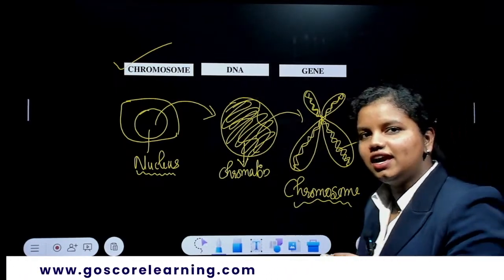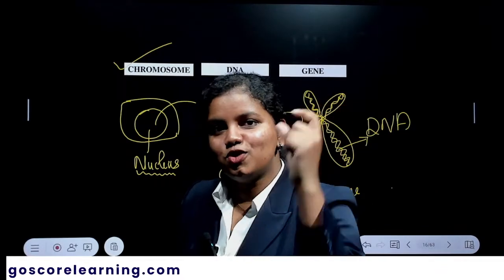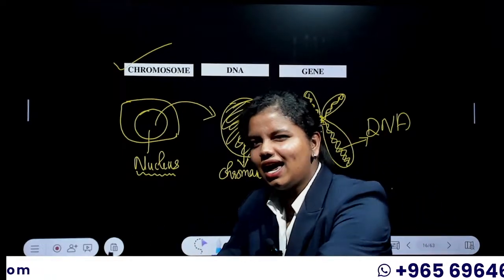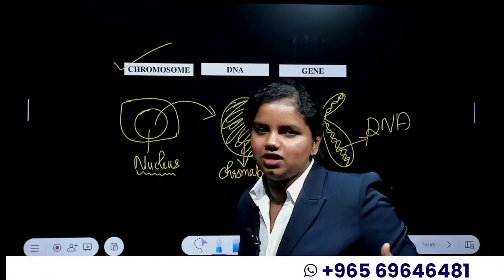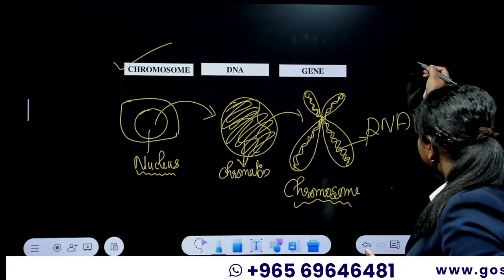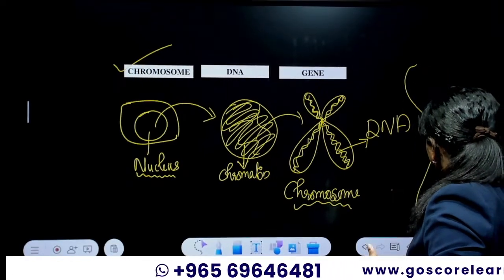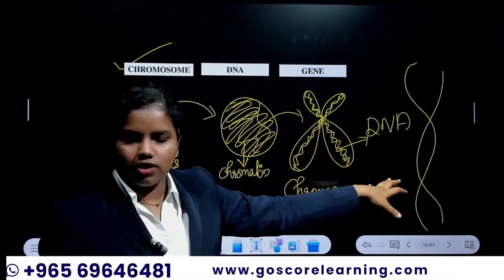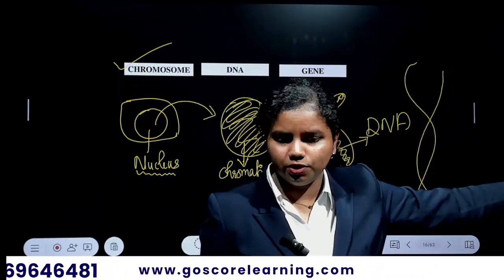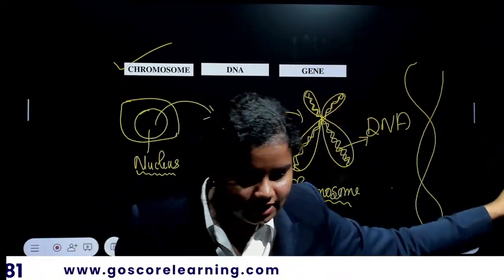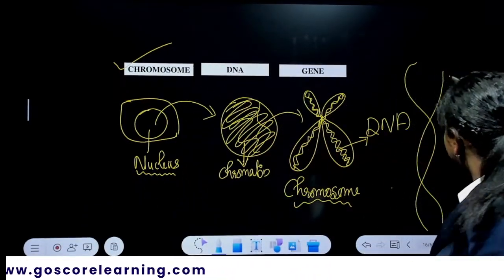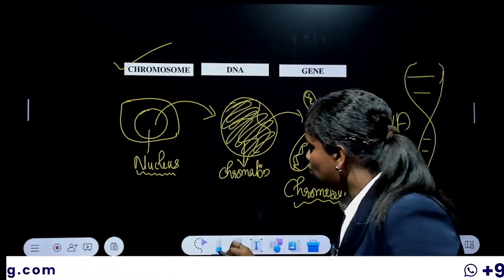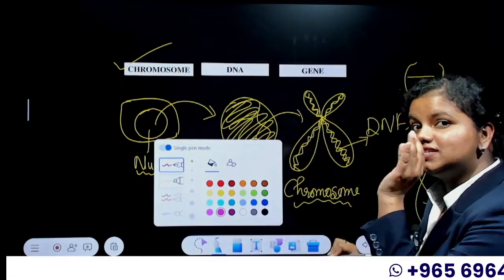What is DNA? Deoxyribonucleic acid. And what does this DNA look like? It looks like a double helical structure, a double helical staircase. So if I give it a draw, it looks something like that. It's a double helical structure. I hope you're able to see it. And a portion of this double helical structure is what you call a gene.